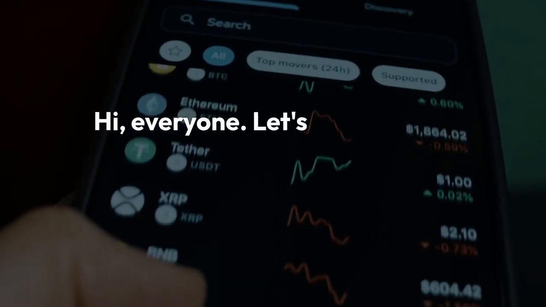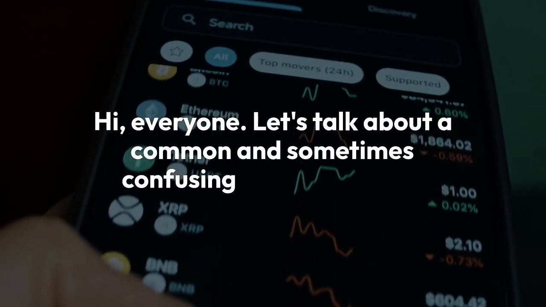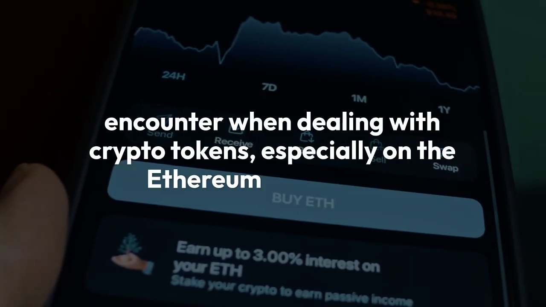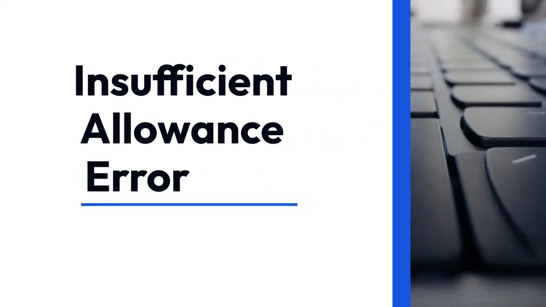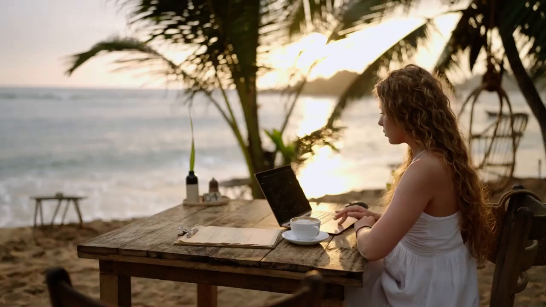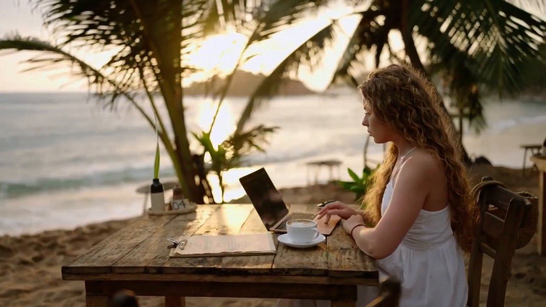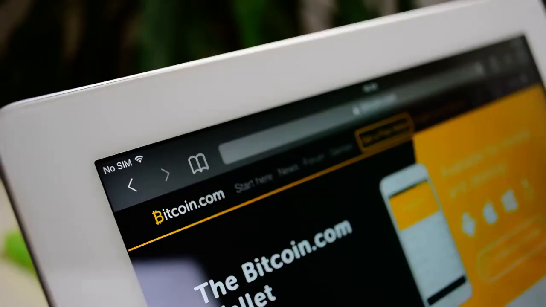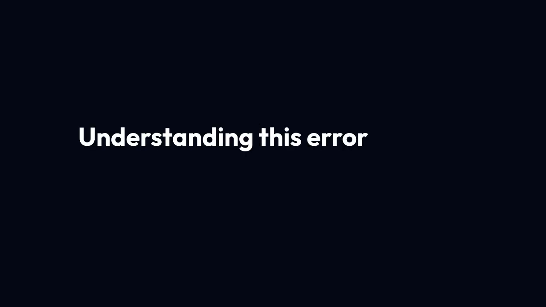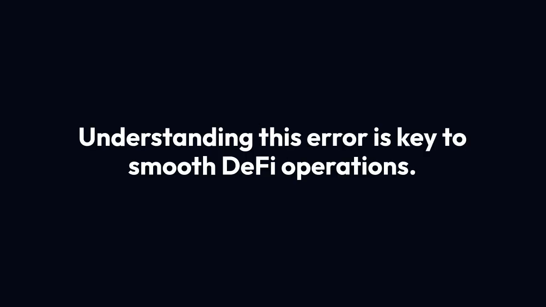Hi everyone, let's talk about a common and sometimes confusing error you might encounter when dealing with crypto tokens, especially on the Ethereum blockchain. This is the insufficient allowance error, often seen with ERC20 tokens. It can pop up when you're trying to swap tokens on a decentralized exchange, provide liquidity, or interact with many dApps. Understanding this error is key to smooth DeFi operations.